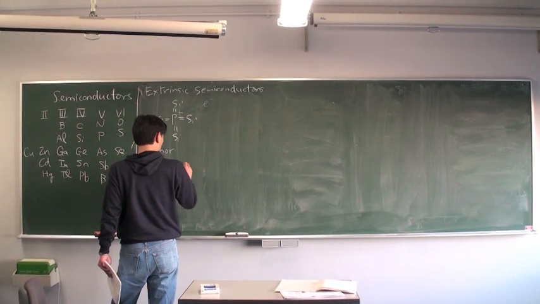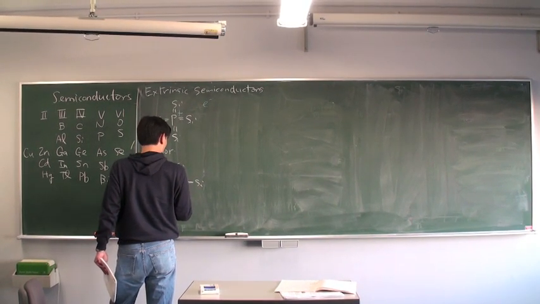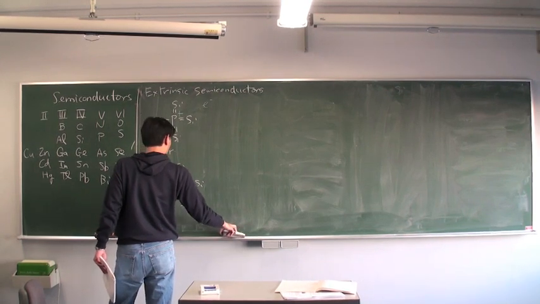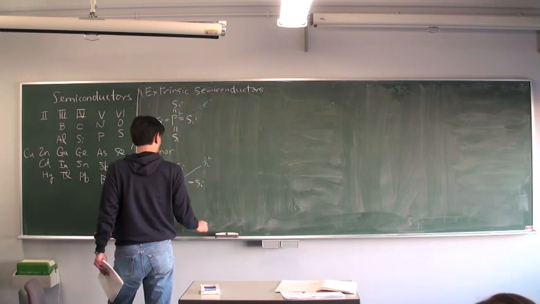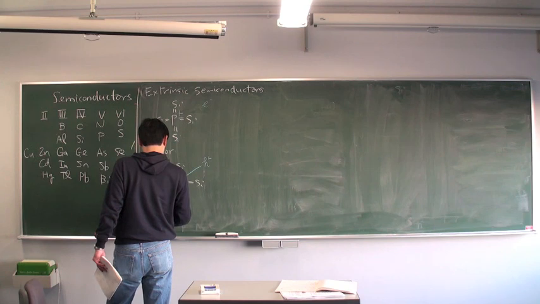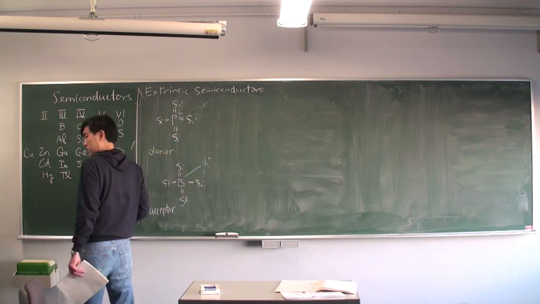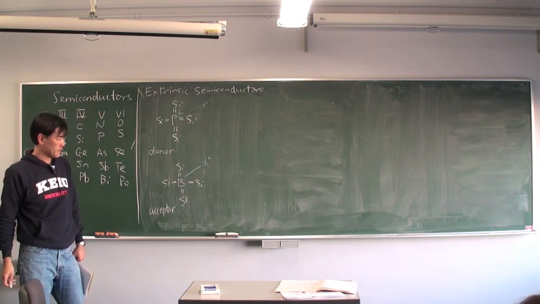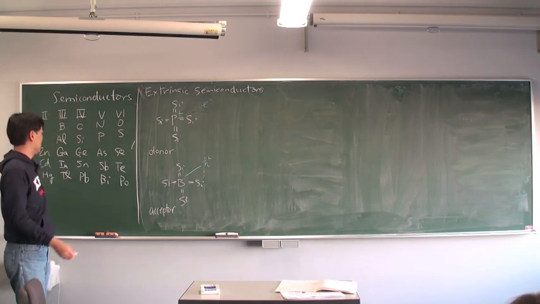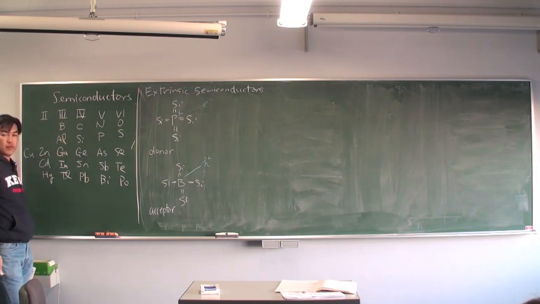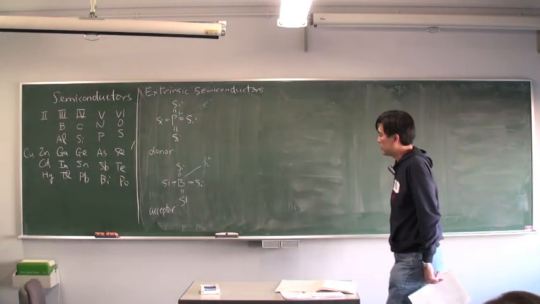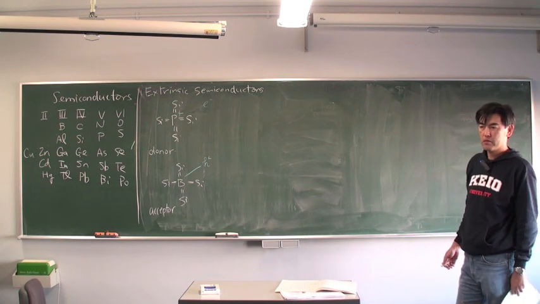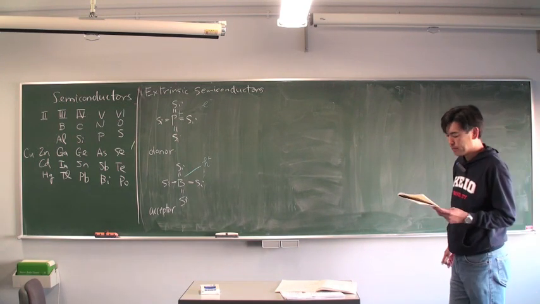A similar thing happens for boron. Boron is called an acceptor. It is one to the left of silicon. So it has one less outer electron, therefore it has one empty hole bound to it. Okay?